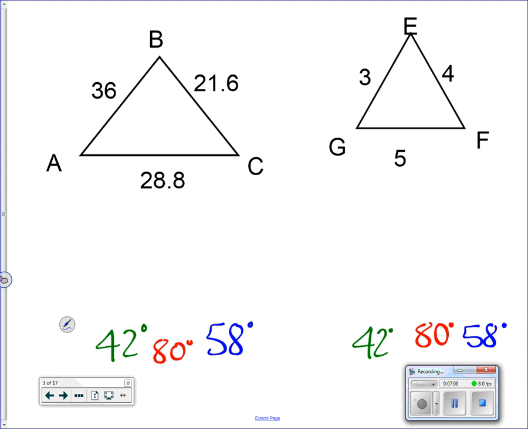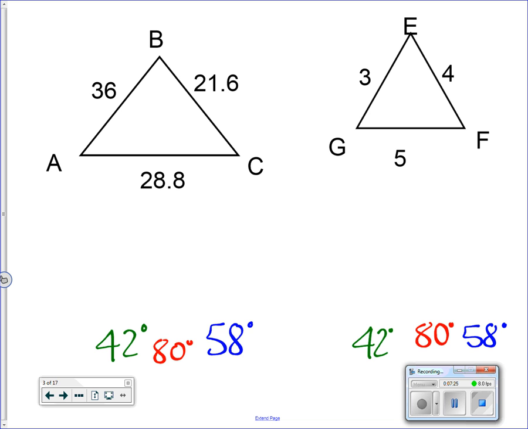All right, let's take a look at these two figures and see if we can prove that they are similar. Okay, so we have three things to check. One, do they have the same number of sides? And they do. Two, are there corresponding angles that match up correctly?